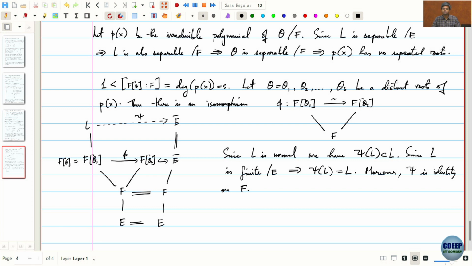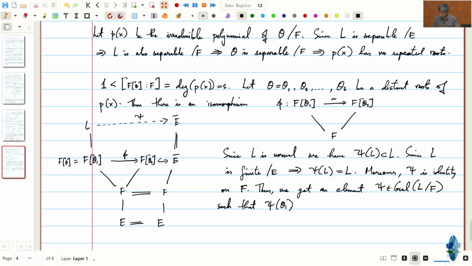Okay, yeah, because how did we construct psi? We first took this phi, and we extended phi to a homomorphism from L to E bar, and phi is identity on F, so therefore the extended map psi is also identity on F. Okay. So thus we get an element psi in Gal(L/F) such that psi of theta 1 is equal to theta 2.